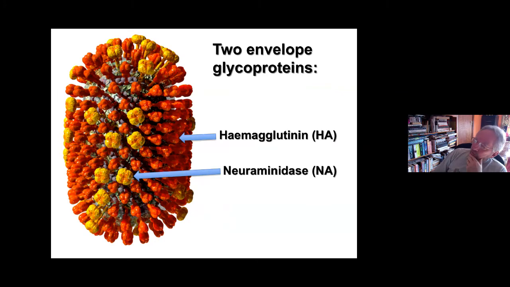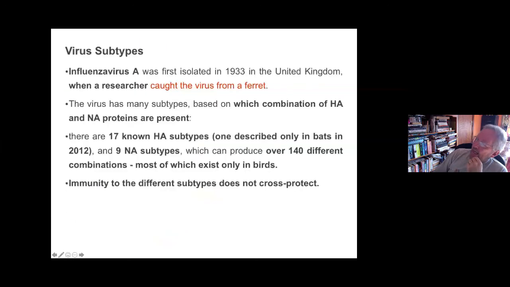A few words of explanation here. This is the virus particle itself. It has two external proteins, hemagglutinin and neuraminidase. And here I must give a shout out to Russell Keitley in Canberra, Australia, who's about the best virus graphic artist I know. Hemagglutinin and neuraminidase are HA and NA.